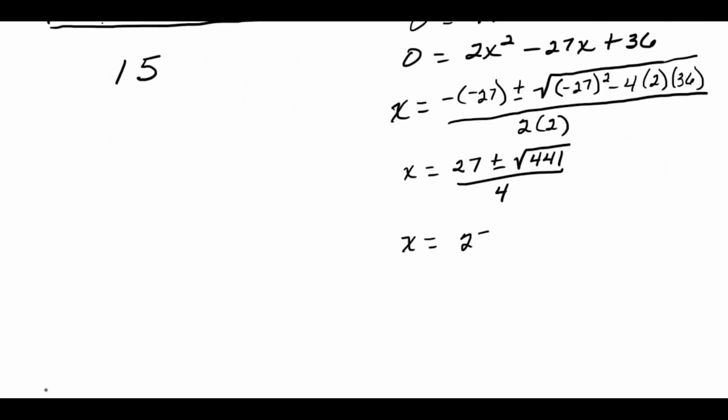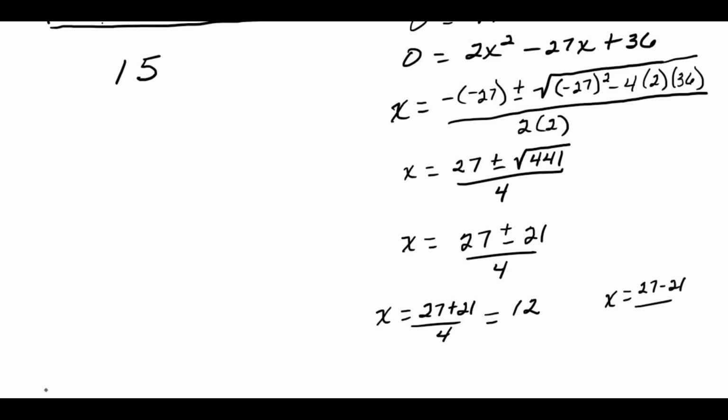Once I get to this step, I take the square root of 441. I get 21. So I can see that I'm going to have 2 rational answers. One of my answers is going to be 27 plus 21, all divided by 4, and that's going to be 12. My other answer is 27 minus 21 divided by 4, and that is 2.